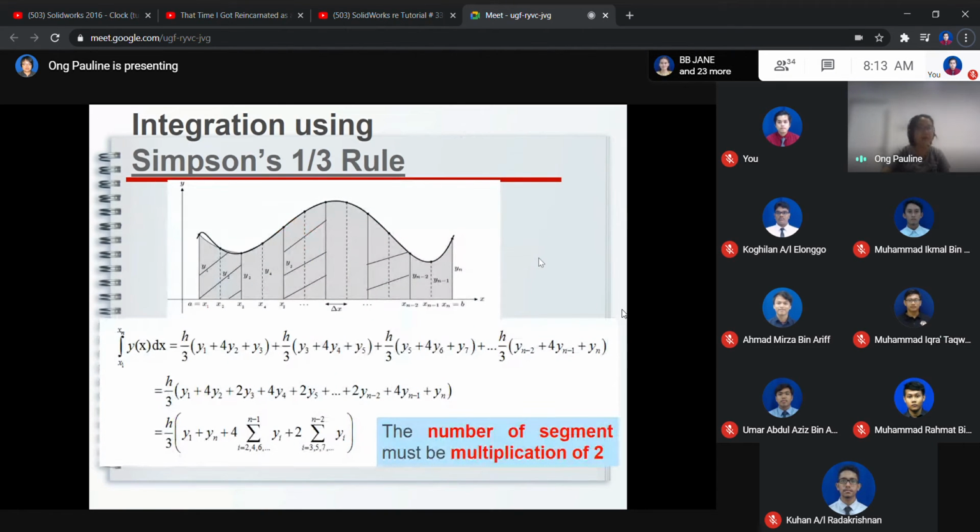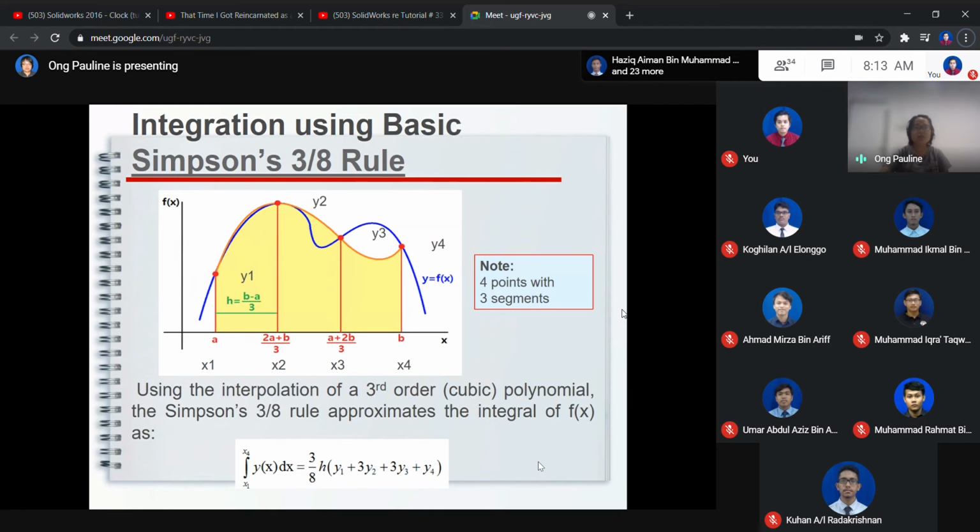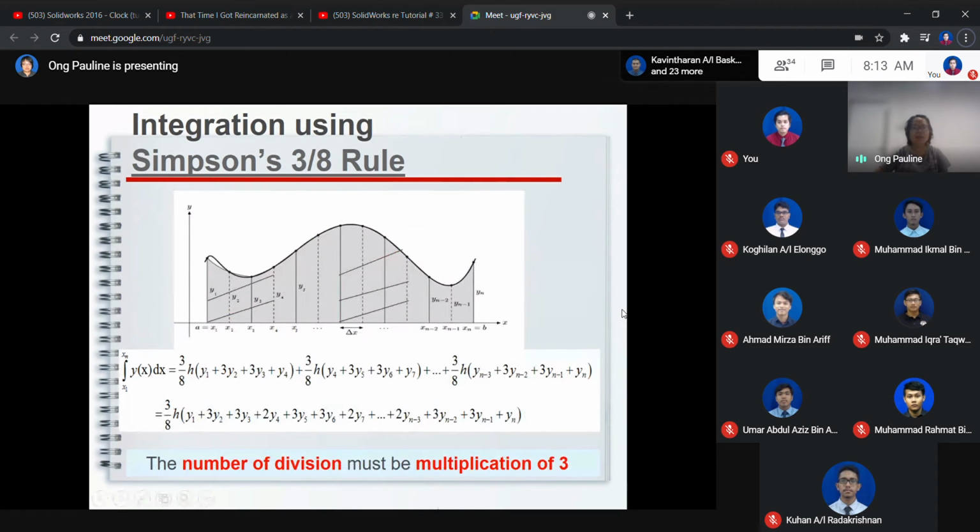And also we have looked at Simpson's 1/3 rule, where you should remember that the number of segments for the Simpson's 1/3 rule must be a multiplication of 2. So you need to have the number of divisions N, which is 4, 6, 8, and so on. And we have looked at Simpson's 3/8, and the number of segments or divisions for Simpson's 3/8 must be a multiplication of 3. So for the capital N, you can make use of 6, 9, 12, 15, and so on.